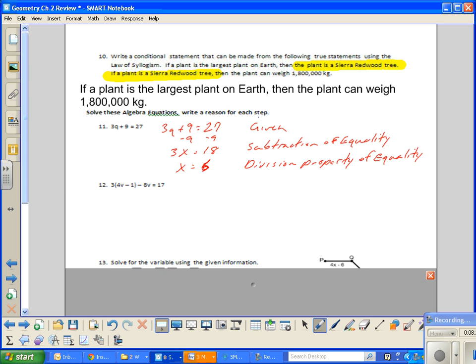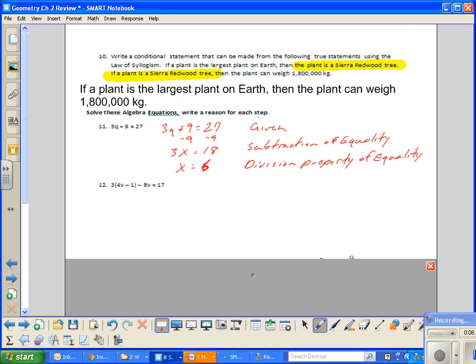Okay, so the next one, a little more complicated. All right, so we're going to start off with this equation. 3 times 4v minus 1 minus 8v equals 17. And we know that is given. And then we're going to take that 3 and we're going to distribute it to the 4v minus 1. So 12v minus 3 minus 8v equals 17. That's the distributive property.